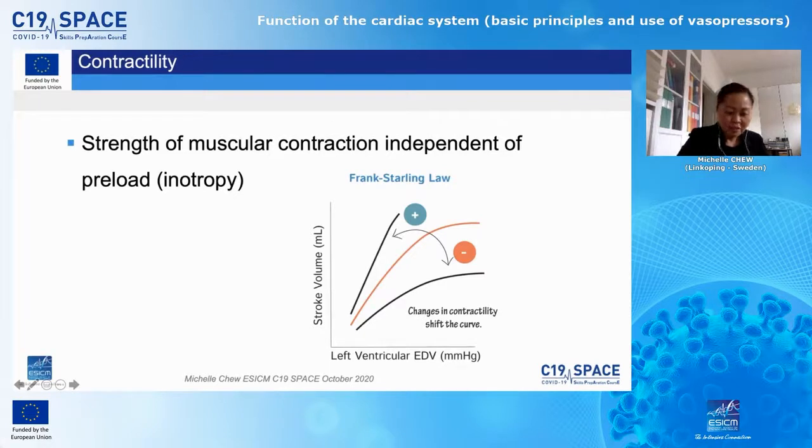But the effect of contractility is not to just move up this line here, but to shift the whole curve upwards and to the left. So for any degree of stretch, you will have a larger cardiac output. So this is the effect of contractility, and this is manipulated by giving inotropic drugs such as dobutamine.